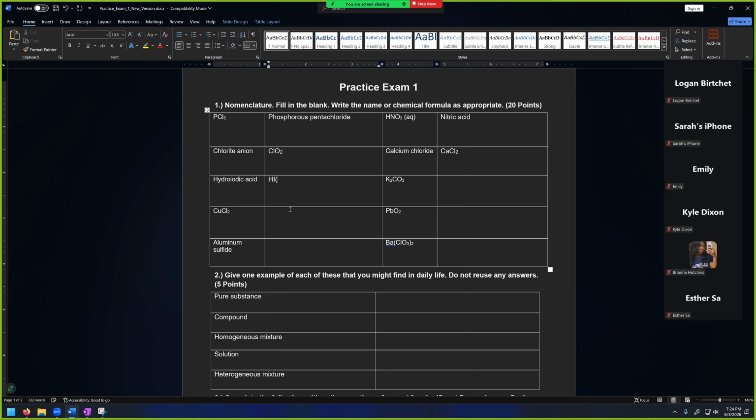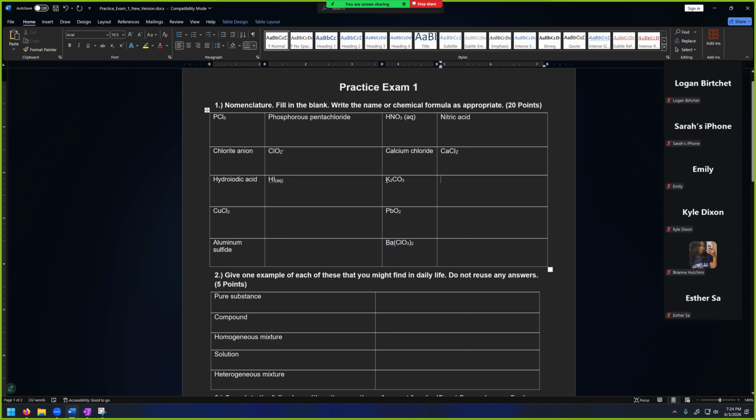I'm pretty sure on the exam I was very specific about whether you should or should not include the aqueous symbol there. I'm going to guess that I wrote it to not include the aqueous symbol when you're typing it in. I will include it on the exam for you to see that it's an acid, but you don't have to include it as part of your answer.